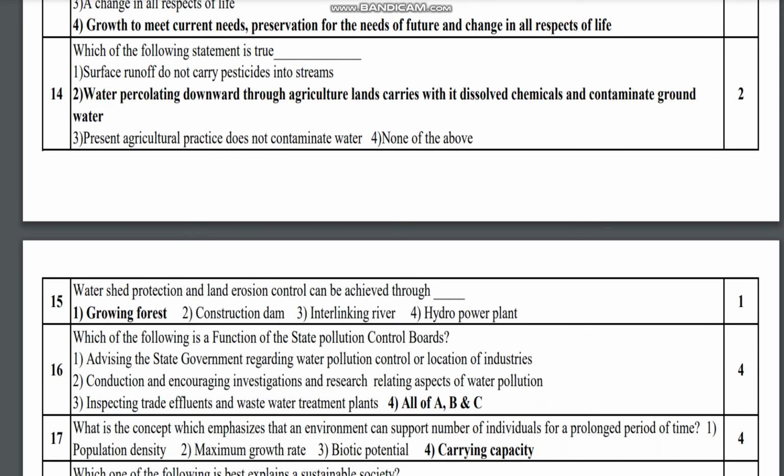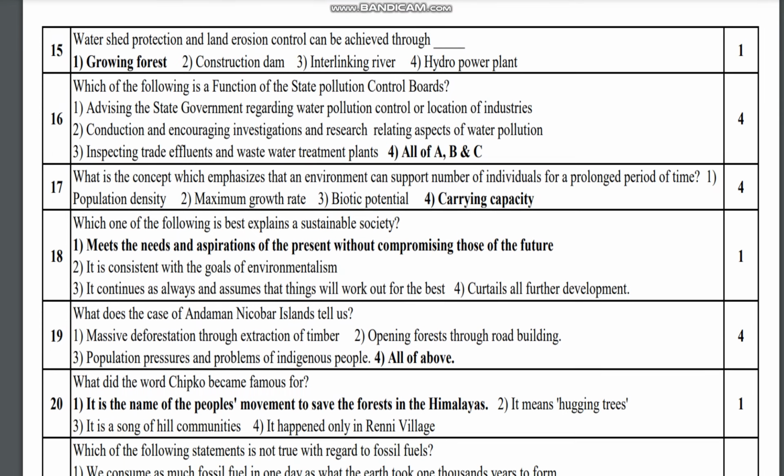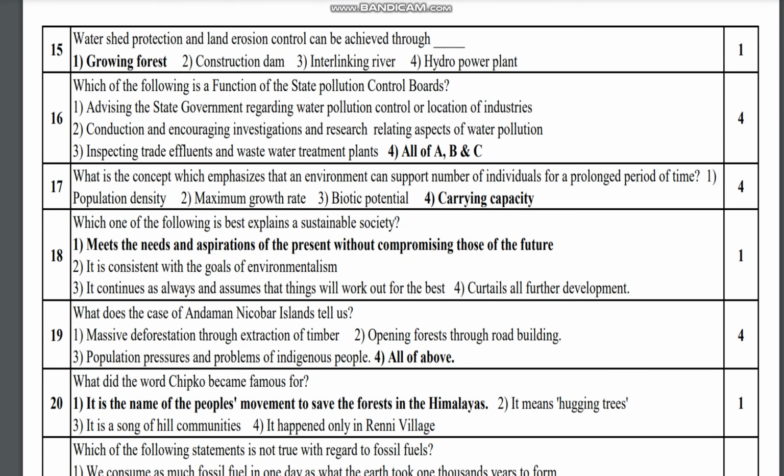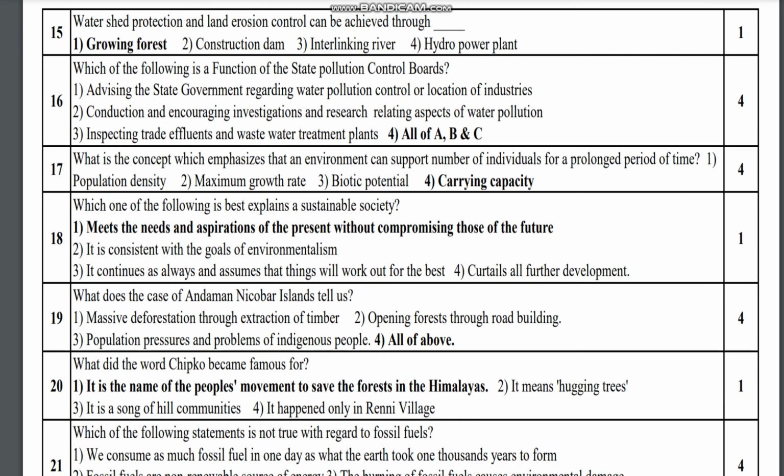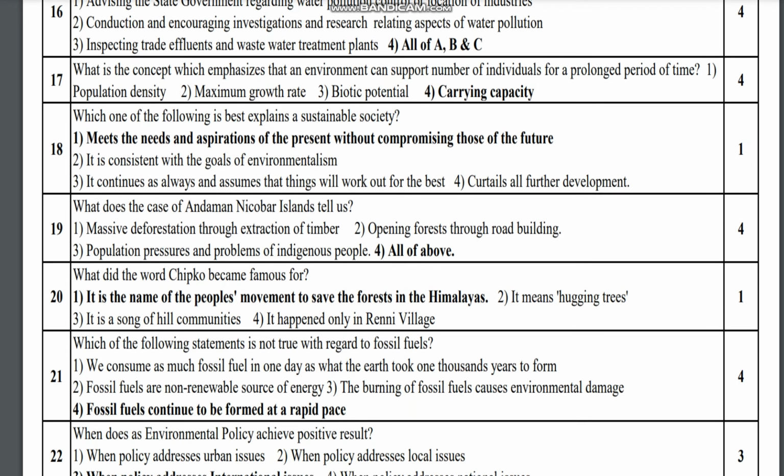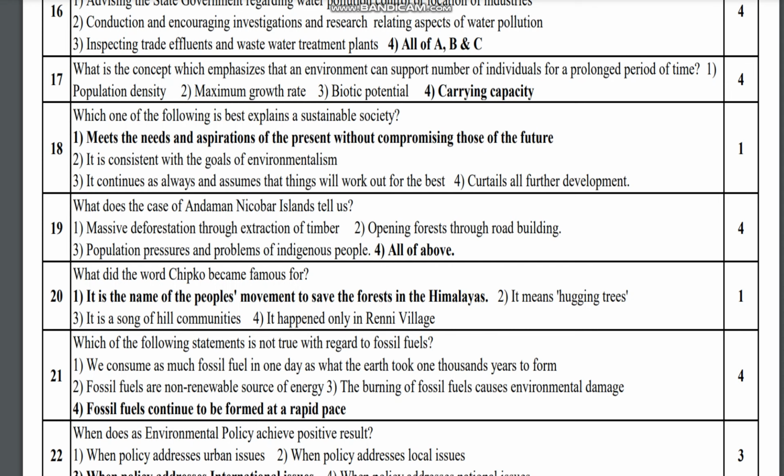Which of the following statements is true? Water percolating downwards through agricultural land carries with it dissolved chemicals and contaminates groundwater. Question number 15: watershed protection and control of land erosion can be achieved through growing forest. The next is, which of the following is a function of the state pollution control board? All first three are functions of the state pollution control board. Question 17: what is the concept which emphasizes that an environment can support a number of individuals for a prolonged period of time? That is carrying capacity.